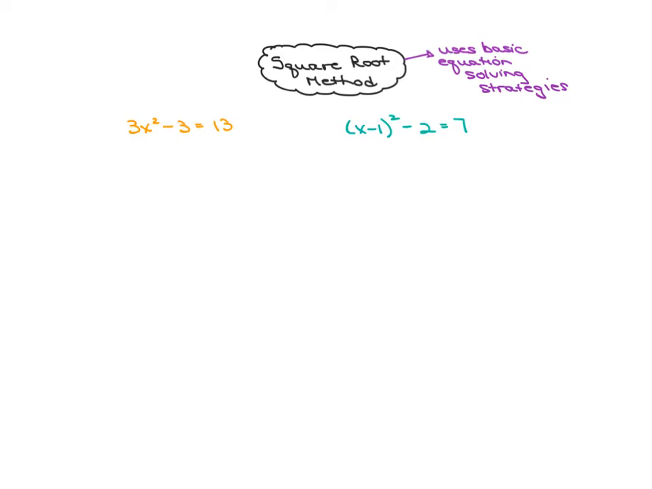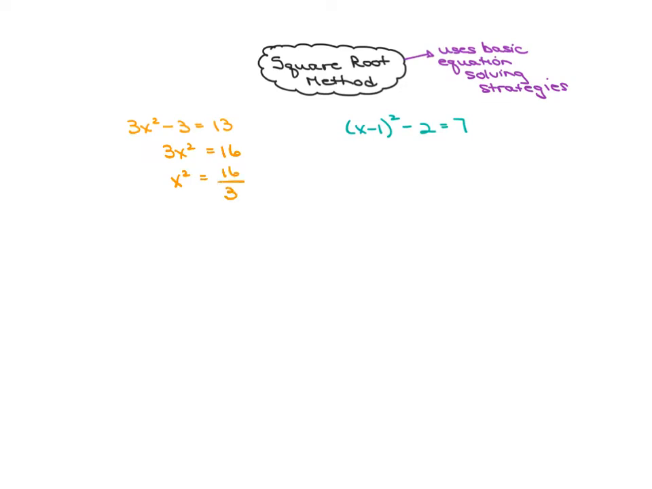So let's first look at 3x squared minus 3 is equal to 13. I want to isolate my variable, so I want to isolate x squared. I'm going to add 3 to both sides. 3x squared equals 16. I want to undo the multiplication, so I'm going to divide both sides by 3. X squared is equal to 16 divided by 3. I'm just going to leave that as a fraction. All right, here we go.